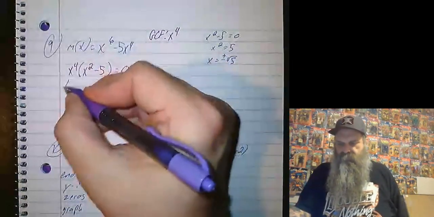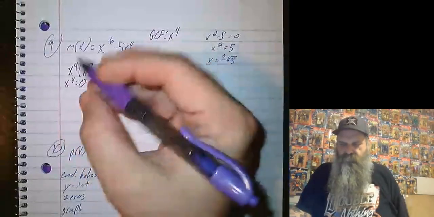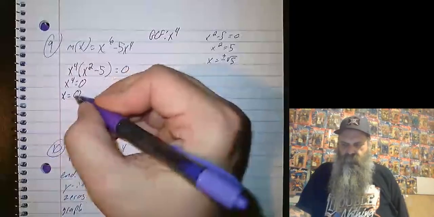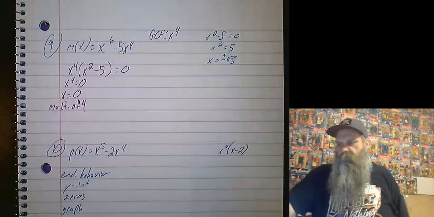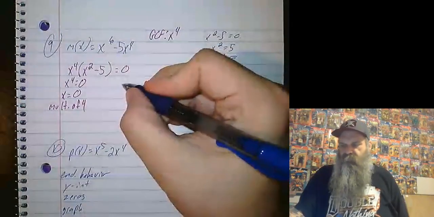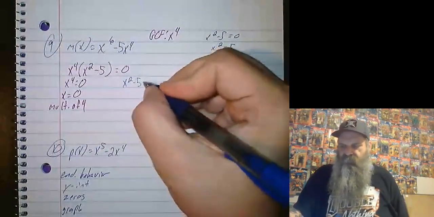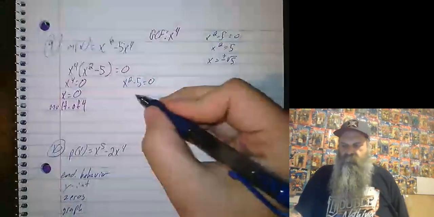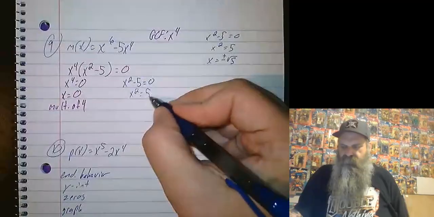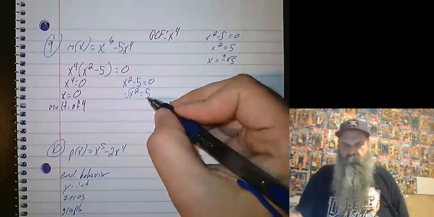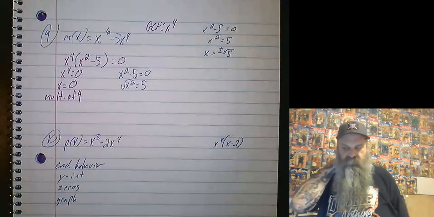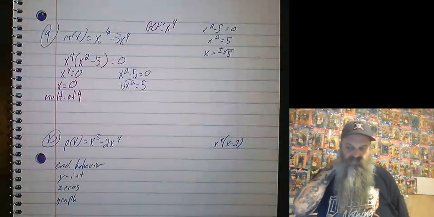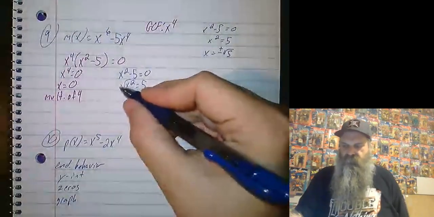So x to the 4th equals 0. That's a solution of 0 with a multiplicity of 4. But what happens when we take x squared minus 5 and set it equal to 0? We would add the 5 to both sides, and then we take the square root. So be careful here. This was missed in the bonus points of the previous test. Let me write this out again.